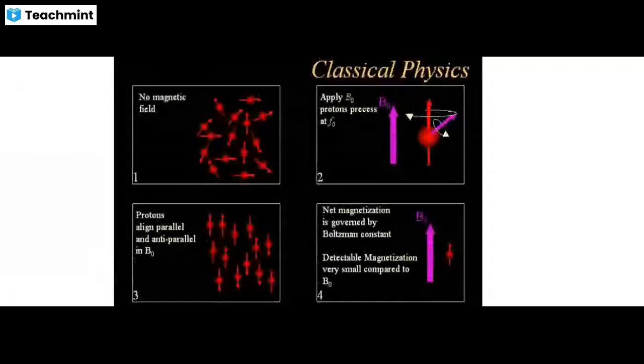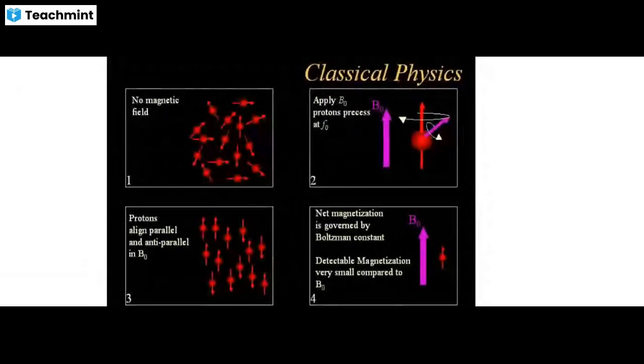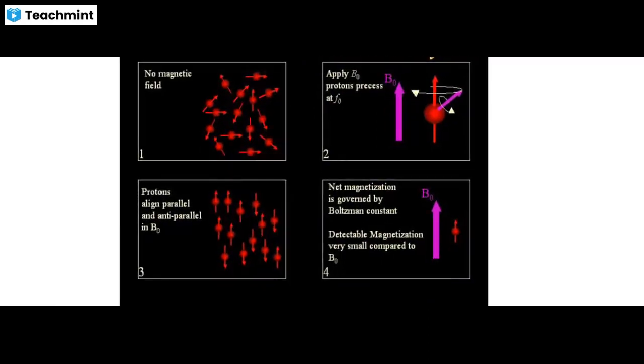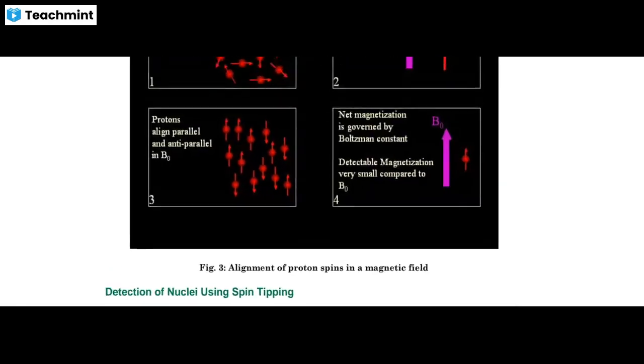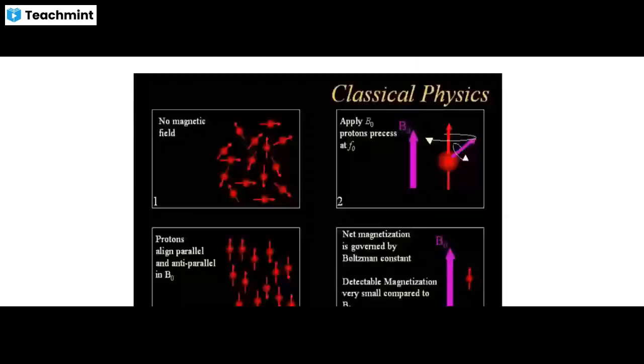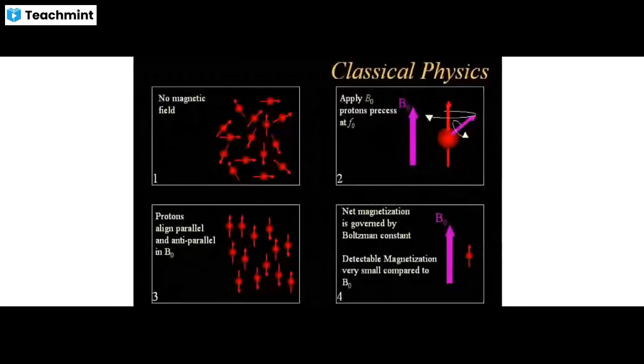Then you can see here the classical physics. No magnetic field in the first diagram, then the applied proton precesses at B0 with F0, then protons align parallel and anti-parallel in B0. In the fourth diagram, you can see the net magnetization is given by Boltzmann statistics, which we discussed in the above equation. So the detectable magnetization is very small compared to B0. This is the alignment of proton spins in the magnetic field, explained by classical physics. You can go through these four diagrams.